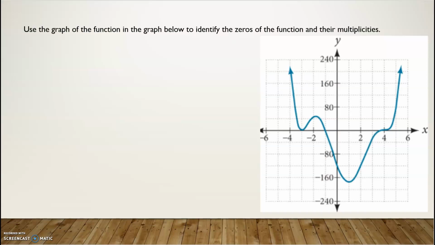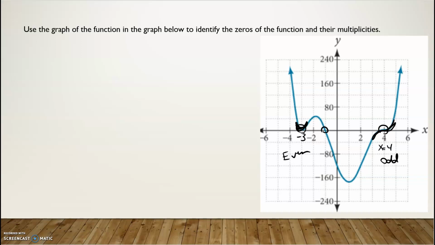Use the graph of the function in the graph below to identify the zeros of the function and their multiplicity. So it looks like I have x-intercepts or zeros at x equals -3 right here and x equals 4 right here. So there's my zeros. Now I need to figure out their multiplicities.